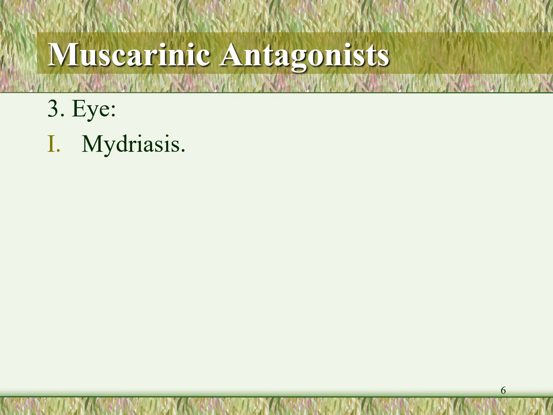So atropine is available as eye drops for ophthalmic examination to produce mydriasis in order to facilitate the eye examination. It dilates the pupil and lets the eye specialist see what is inside the eye, the retina for example. And this is the effect of atropine. The first effect of atropine is to produce mydriasis.